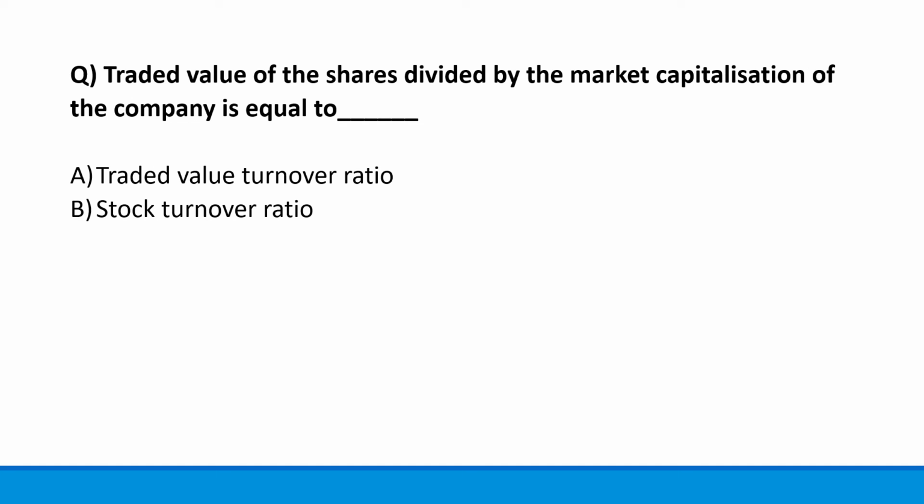Traded value of the shares divided by the market capitalization of the company is equal to option A, traded value turnover ratio. Option B, stock turnover ratio. The correct answer is option A, traded value turnover ratio.